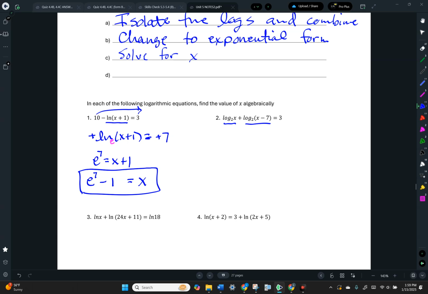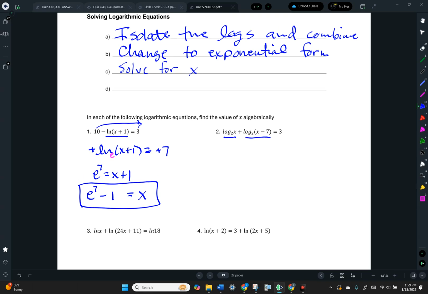Okay, so look at number 2. I have two logarithms. They're already isolated because they're already on the same side. So what I need to do is combine them. So because this is a plus, right, I can use my log property that says when you combine them, you multiply. So I'm going to have log base 2 of x times x minus 7, which is x squared minus 7x, equals 3. So I've combined the two logarithms into one using one of the log properties.